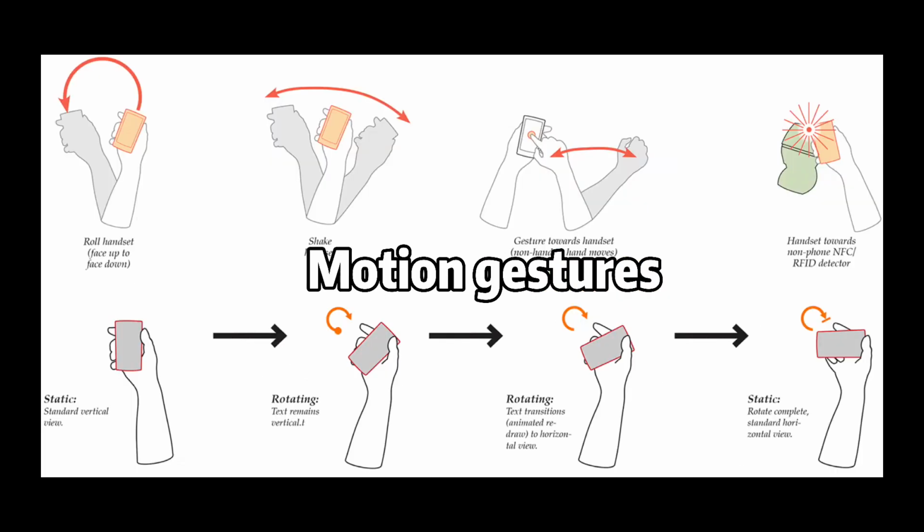Motion gestures refer to the gestures that interact with the physical device, such as tilting the phone or flipping the phone. Researchers found that users prefer using X-axis and Y-axis motion gestures over surface gestures.